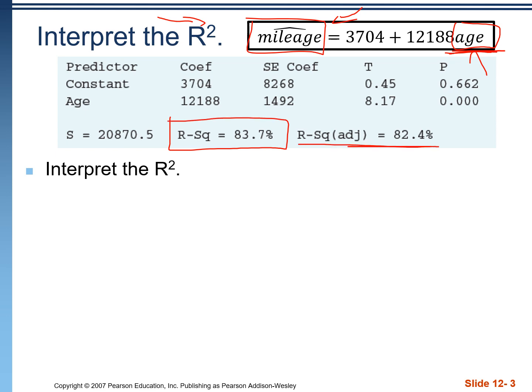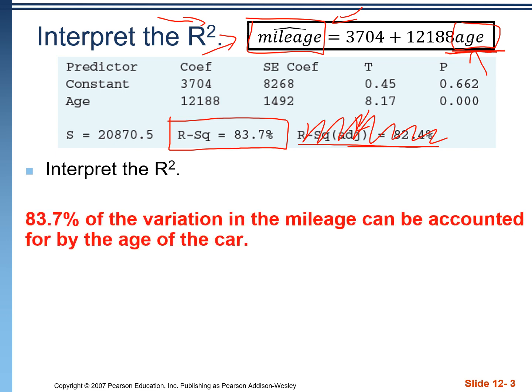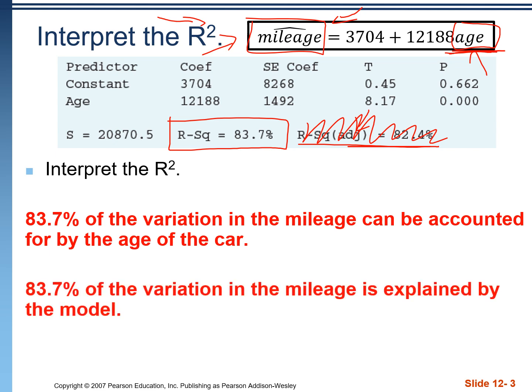There's another R-squared over here that says adjusted. We never want to use the adjusted. We can cross that one out and just ignore it. When we interpret the R-squared, remember it's about explaining the variation in the y variable, the predicted variable. So we would say something like 83.7% of the variation in the mileage can be accounted for by the age of the car. Sometimes the wording switches around slightly. Some alternate wording: 83.7% of the variation in the mileage is explained by the model.